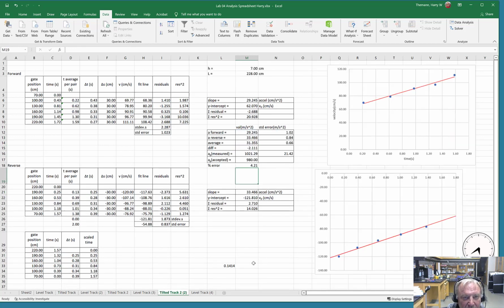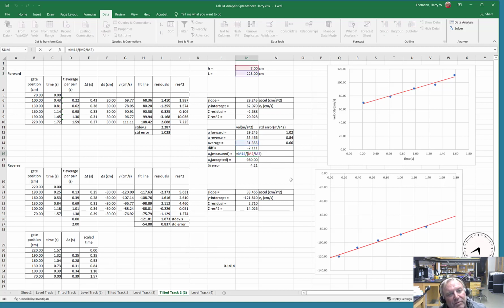And then the tilted track, something similar. Notice I have the values I put here. We're measuring the height and the length. And it turns out that if you simply divide those two together, h divided by L is the sine, so you don't even need trigonometry. And you see here, this is a final result, but just look at that.